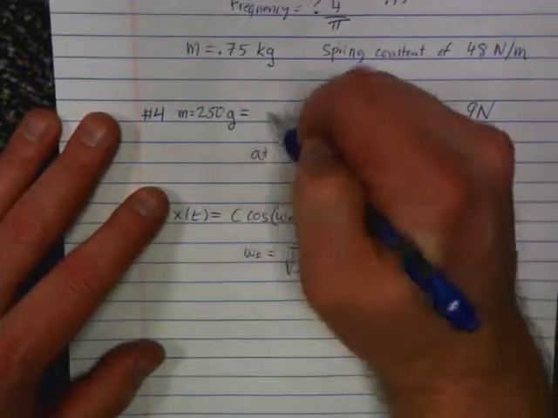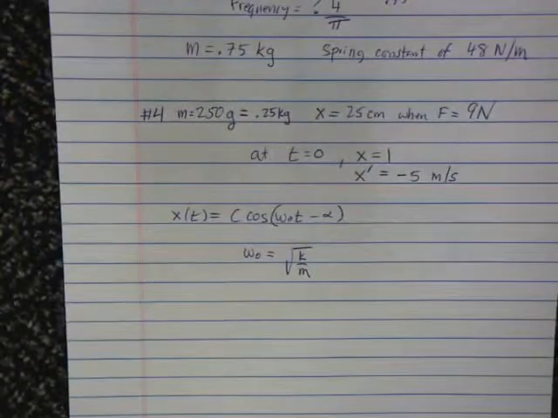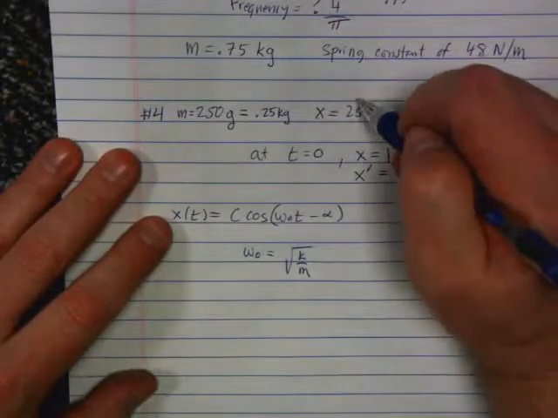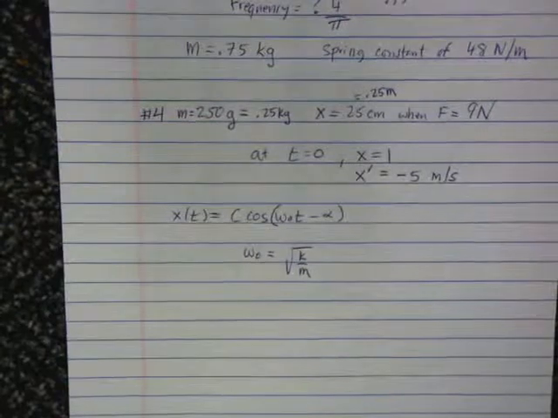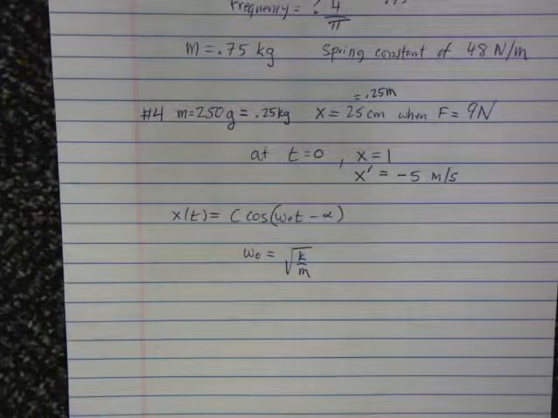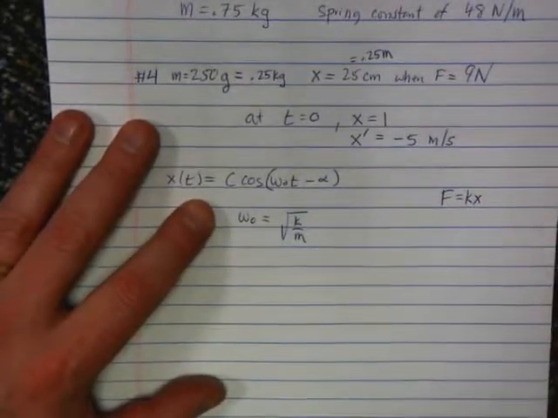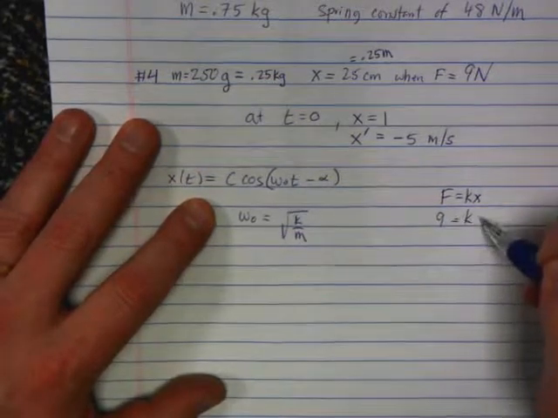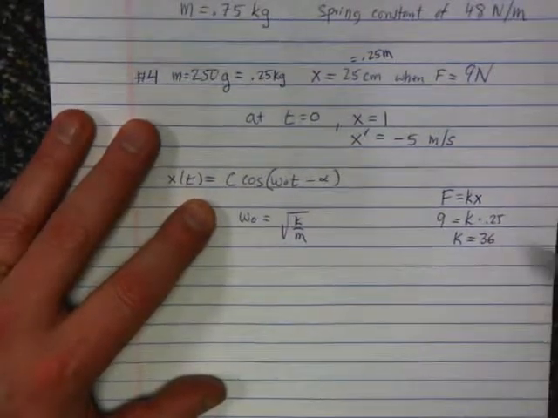Your author loves doing that. He loves mixing around the units on you, and he likes throwing in hyperbolics in the homeworks just for fun too. So that one's 0.25 kilograms, and this one is 0.25 meters. K would be the 9 over the 0.25 meters. We know that F equals Kx. So plugging in those initial conditions, 9 equals K times 0.25, which means K is 36.